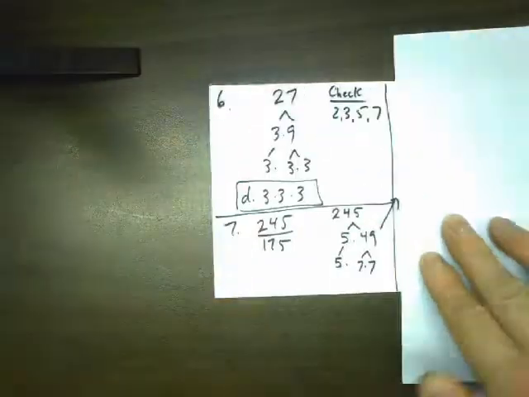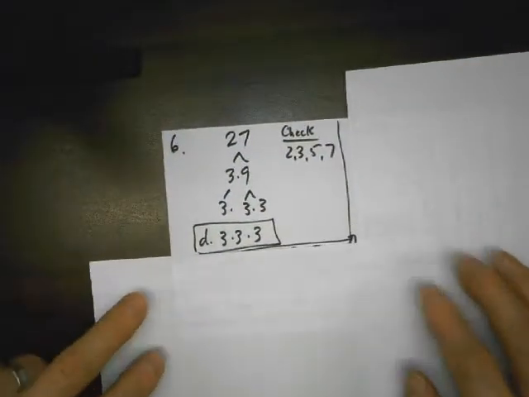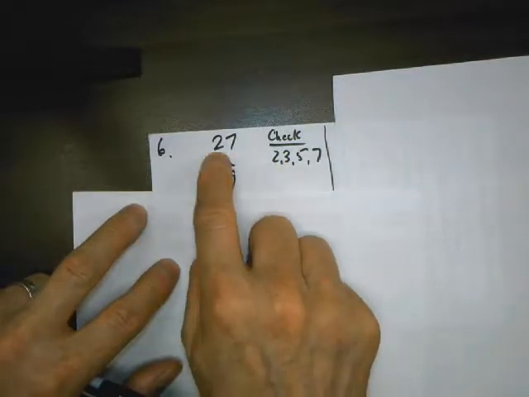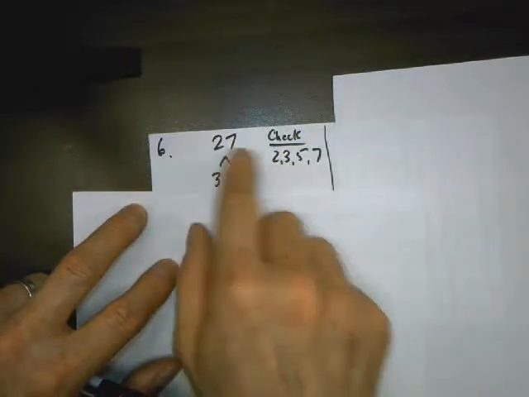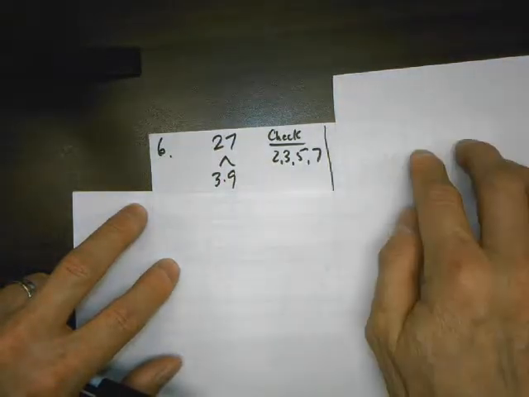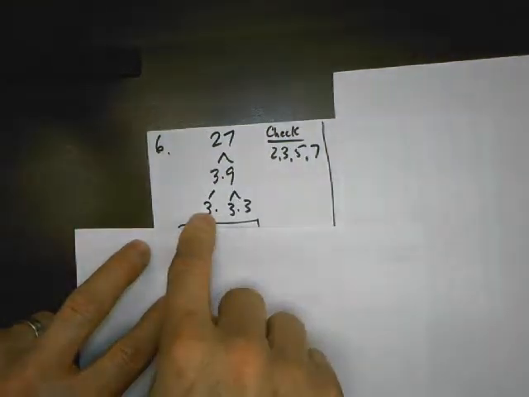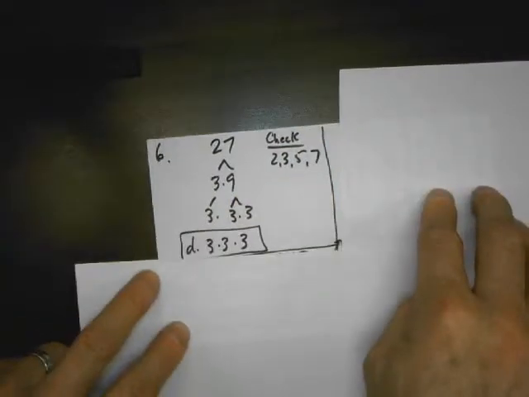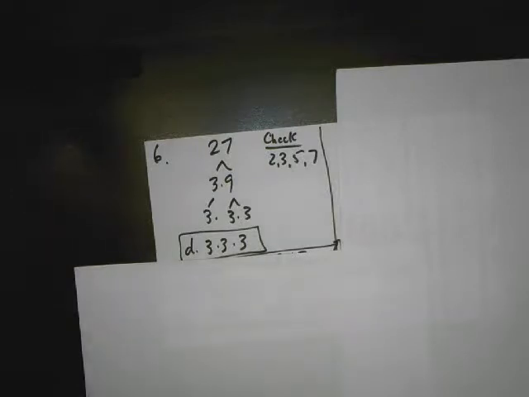Problem 6 says, we're going to prime factorize 27. So remember, we check 2, 3, 5, 7. That's the minimum, right? And 2 doesn't go into it because it's not even. 3 goes into it because 2 plus 7 is 9. 3 goes into 9, so 3 also has to go into 27. 3 times 9 is 27. Keep breaking it down. 3 is prime, so I drop it down. 9 is not prime, it's composite. 3 times 3 is 9. Now they're all prime. That's my prime factorization.